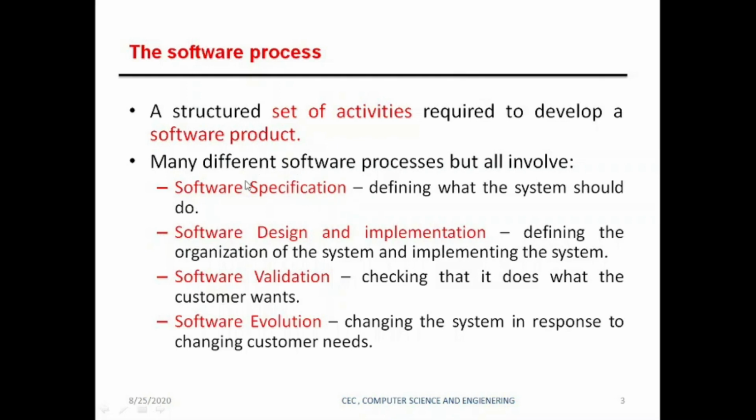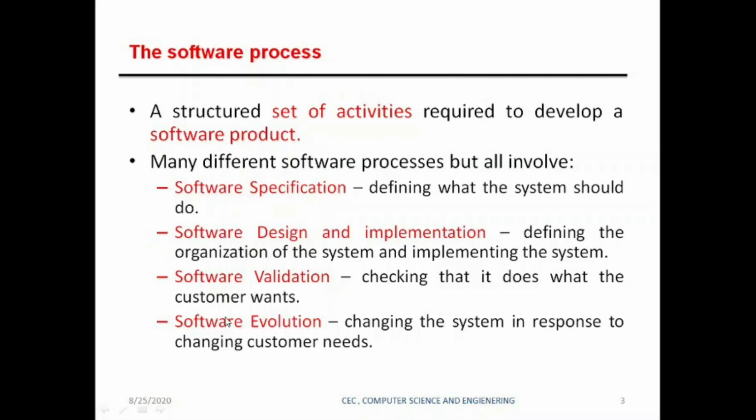Next, software design and implementation. You get the specification in the first step, then with the help of the specification, the design and implementation team start designing as well as implementing, nothing but coding the requirements given in the specification. Once the design and implementation team has done that, the software validation team will check whether it meets the requirement of the customer, or whether it meets what is given in the specification.